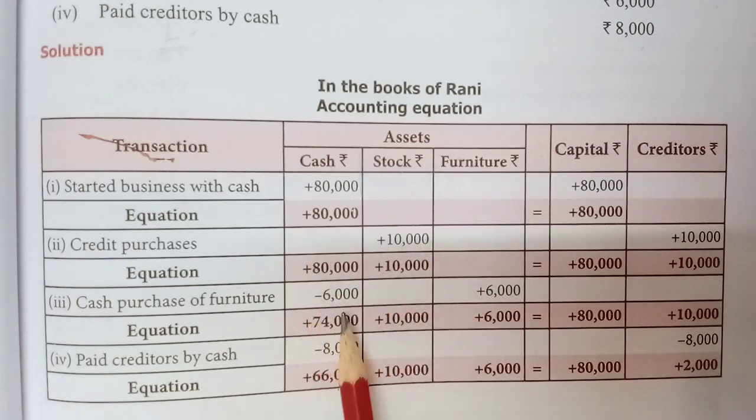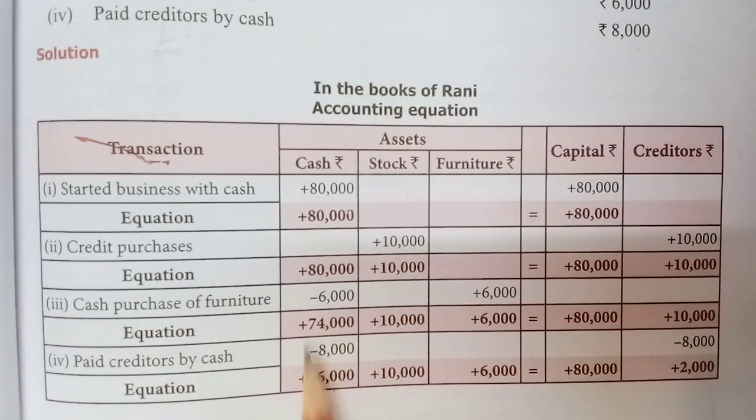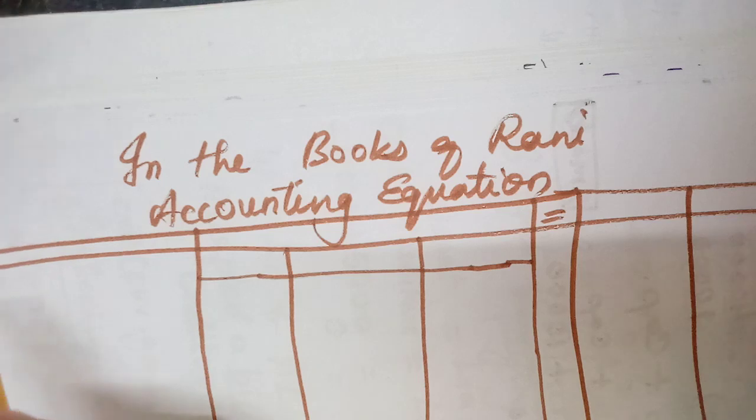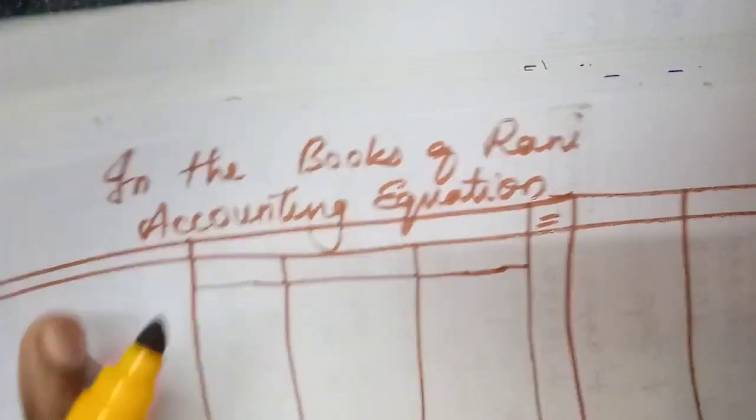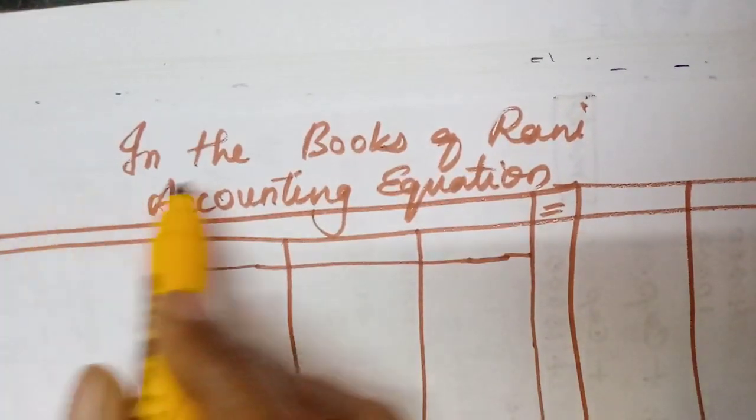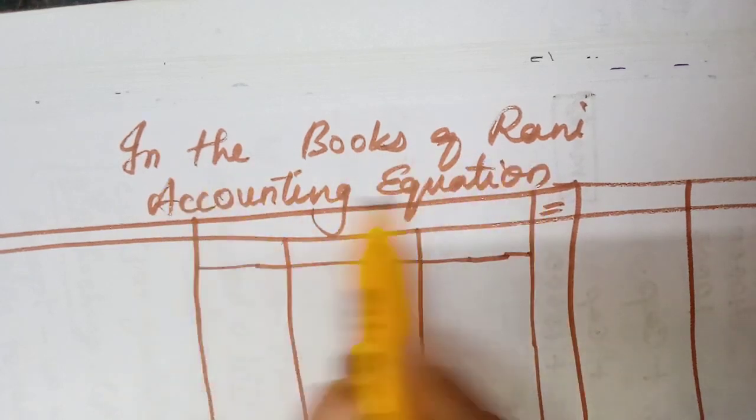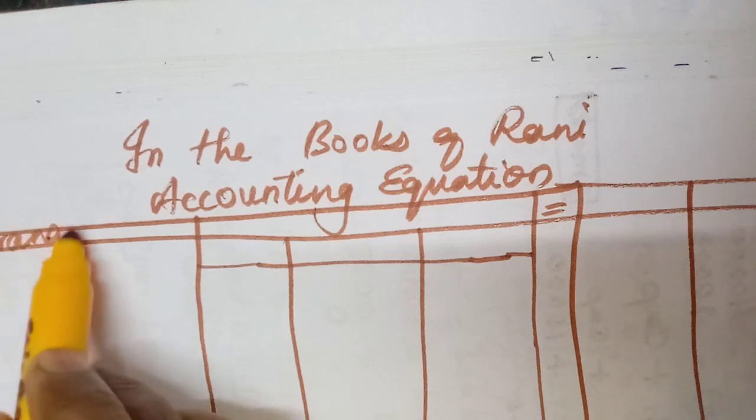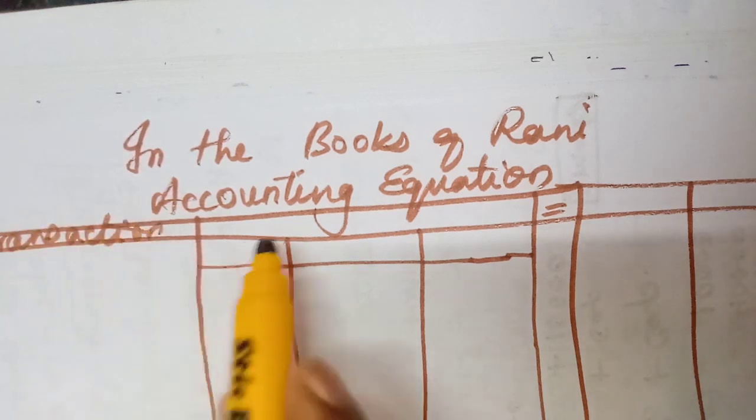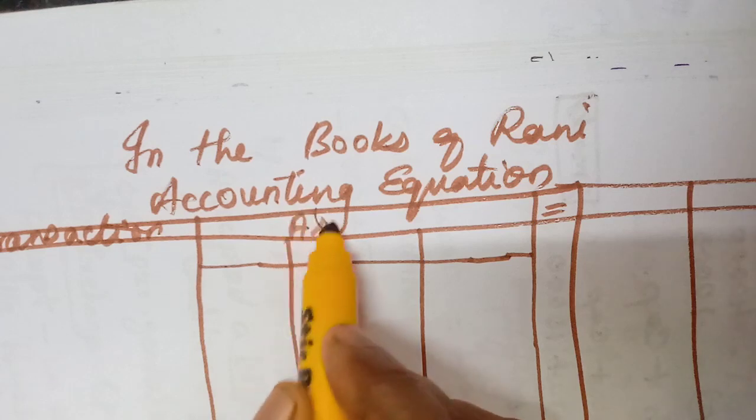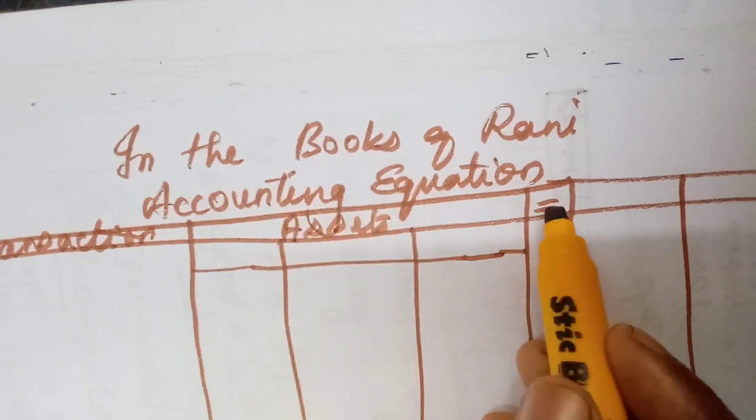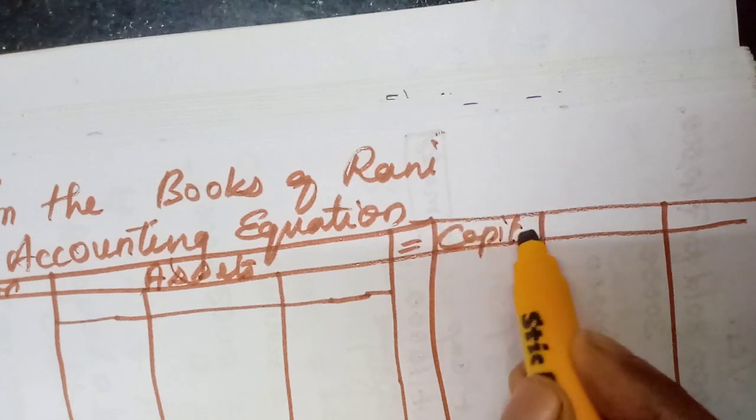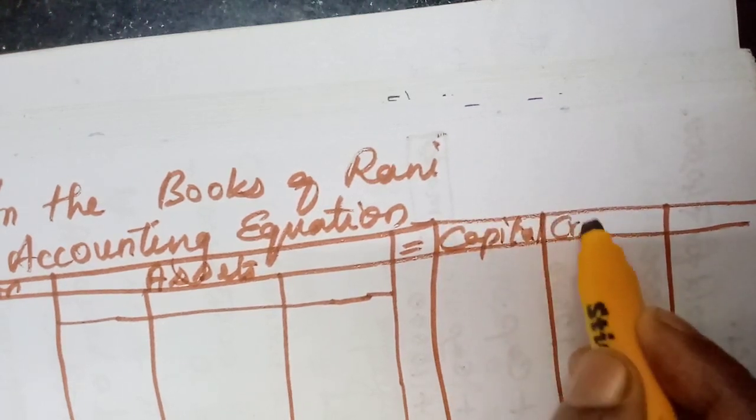Before that we will see 2-3 illustrations. First you should write the question number. Then write, in the books of Rani, accounting equation. Here you should write transaction. Then here assets equal to capital. Here we have creditors, so you can write creditors.